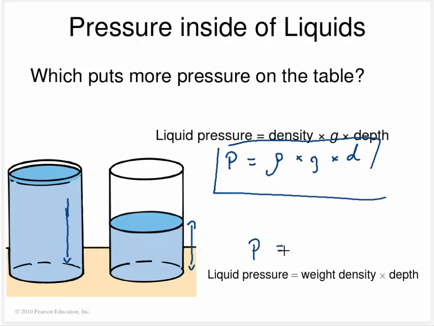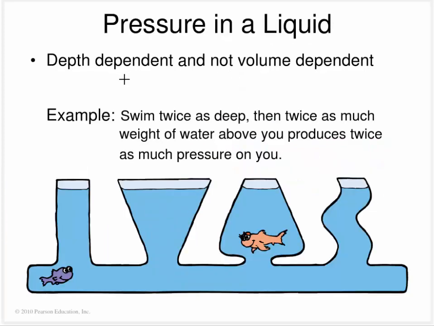Now, we can also say that the pressure is going to be equal to the weight density multiplied by the depth, where these two guys make up the weight density, and that's the depth as well. But again, I'm not a big fan of the weight density. What this tells you is that the pressure is going to be depth dependent. Again, density times gravity times depth.